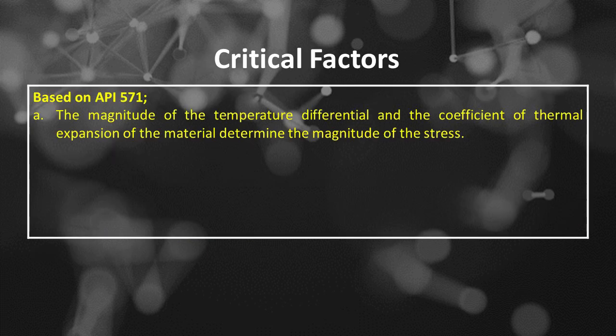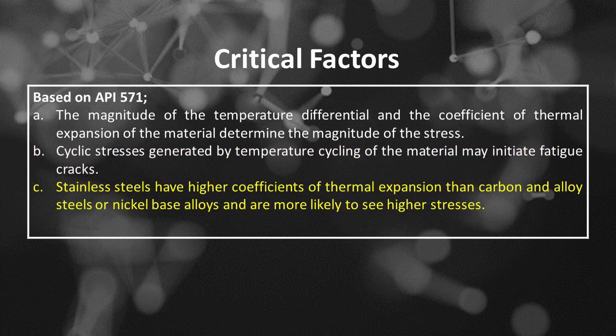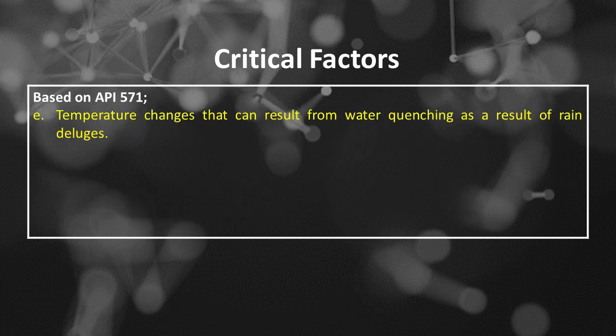Critical factors of thermal shock cracking based on API 571. The magnitude of the temperature differential and the coefficient of thermal expansion of the material determine the magnitude of the stress. Cyclic stresses generated by temperature cycling of the material may initiate fatigue cracks. Stainless steels have higher coefficients of thermal expansion than carbon and alloy steels or nickel-base alloys and are more likely to see higher stresses. High temperature exposure during a fire. Temperature changes that can result from water quenching as a result of rain deluges.